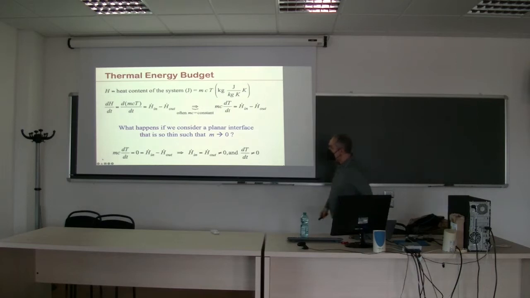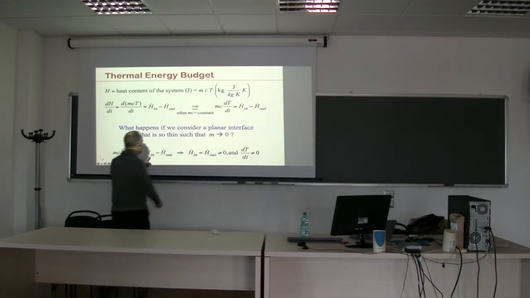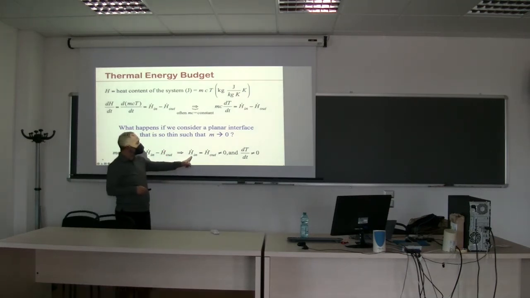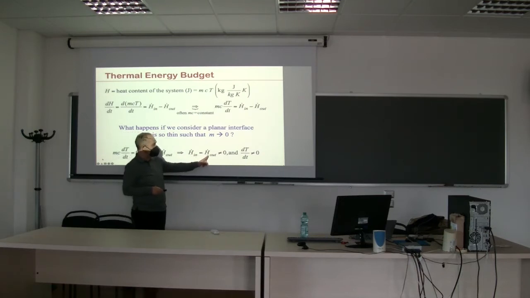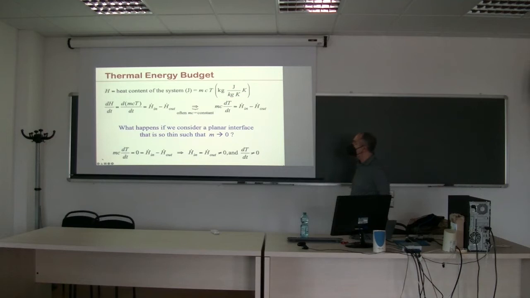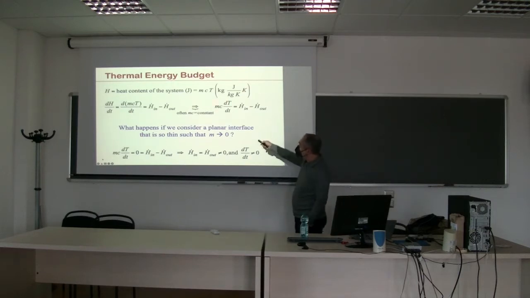So if this is 0, it means that H in minus H out is 0, which means that the heat rate going in is equal to the heat rate going out. They are equal, but they're not equal to 0, and dT/dt is not 0. So when you set m to 0, you're saying that the sum of these two is 0. They have to be equal, but each of them is not necessarily equal to 0. It could be, but not necessarily. Remember that it is m that's equal to 0, not the time rate of change.